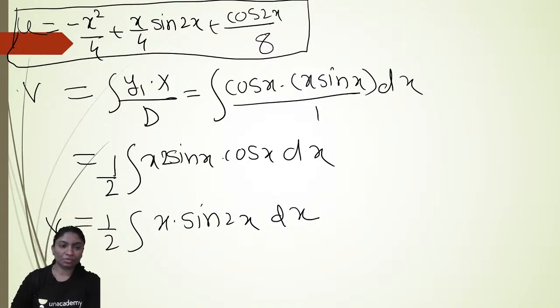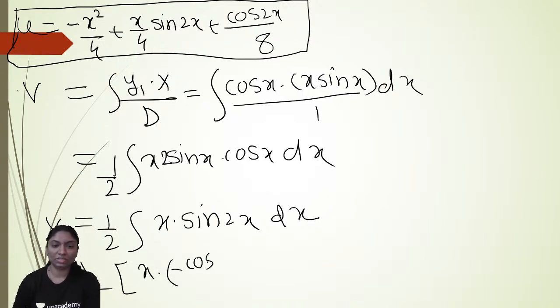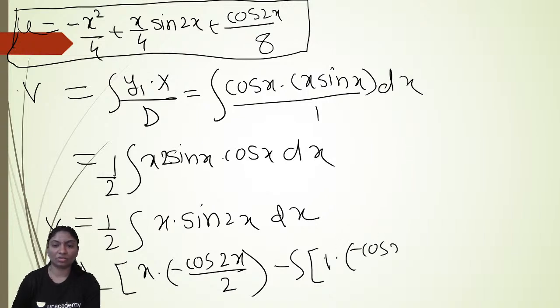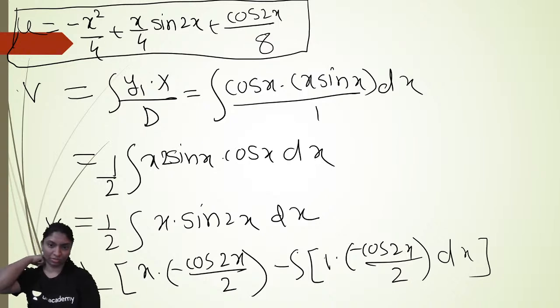So 1 by 2, and I am using the by parts rule again here. Retain the first into the integral of this, so the integral of this is minus cos 2x by 2. Minus the integration of the derivative of u, that is 1, into the integral of this, so minus cos 2x by 2 dx. So this minus becomes plus. The integration of cos 2x is sin 2x by 4.